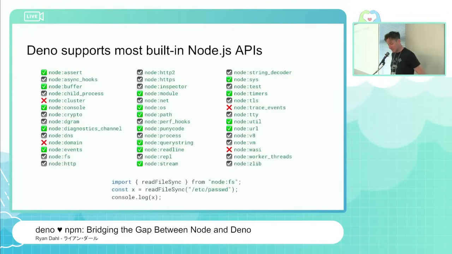I mentioned that Deno supports built-in Node.js APIs. So our compatibility with Node is pretty good these days. It's hard to assign a number there, but we heavily support these APIs, and most NPM modules these days work out of the box.